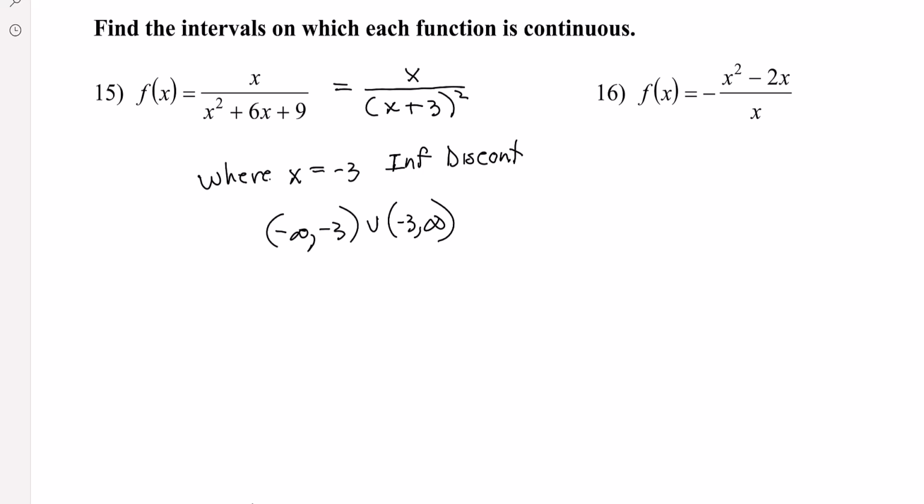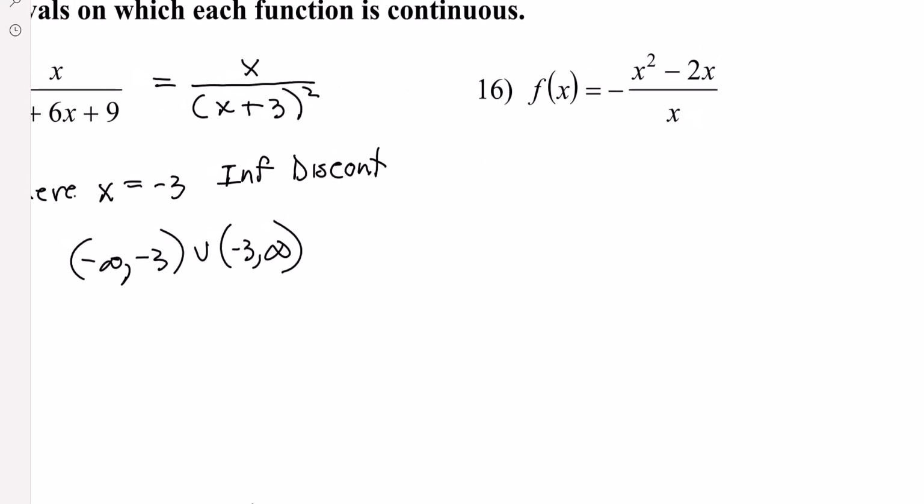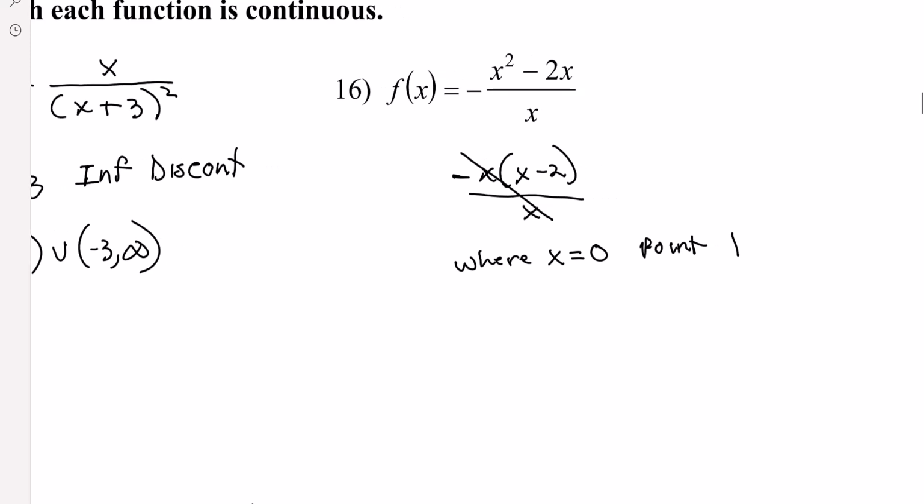So for this one, you're going to have a removable, and you're only going to have a removable because of an x factor in the numerator. So in this case, where x is equal to 0, it will be point or removable discontinuity. So negative infinity to 0, 0 to positive infinity.